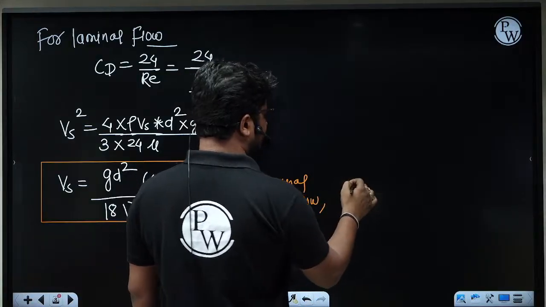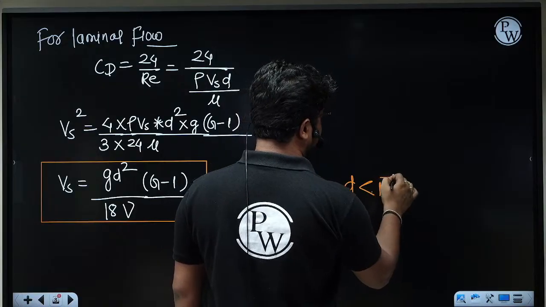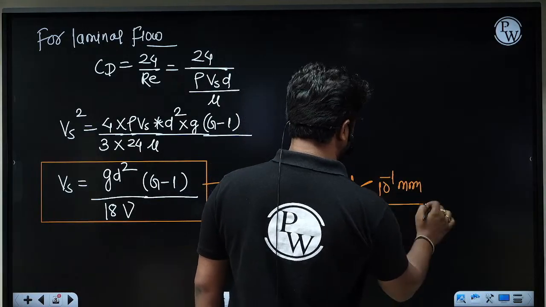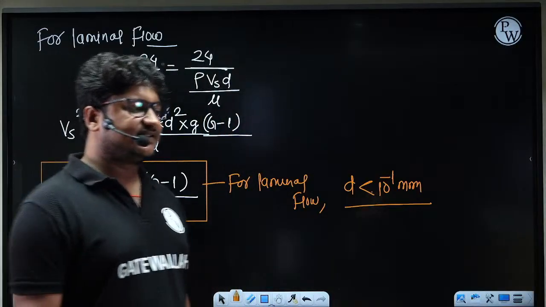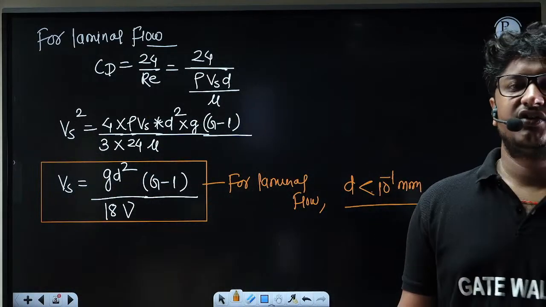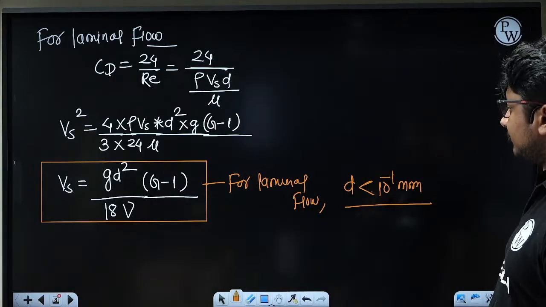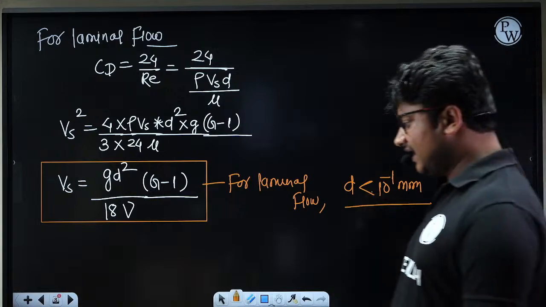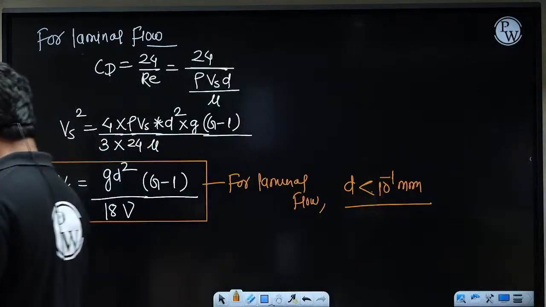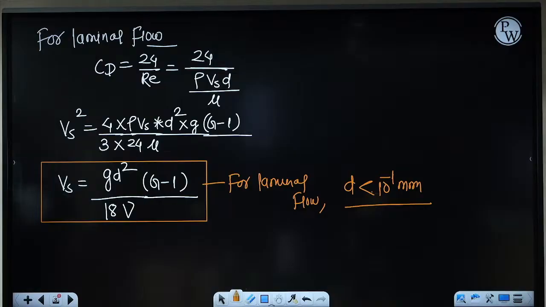And also in terms of diameter, if you talk about less than 10 to the power minus 1 mm, generally what happens if your diameter of particles is very small, then only there will be a chance of laminar flow creation. Otherwise, if the diameter of the particles is very large, in that case, mostly the flow will be turbulent flow. So D less than 10 to the power minus 1 mm, that is something we are calling laminar flow. Is that clear to all of you?